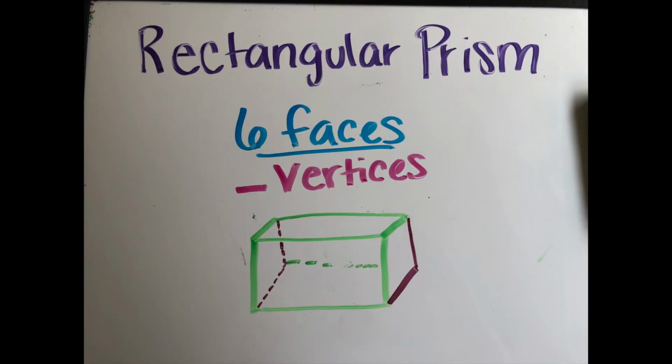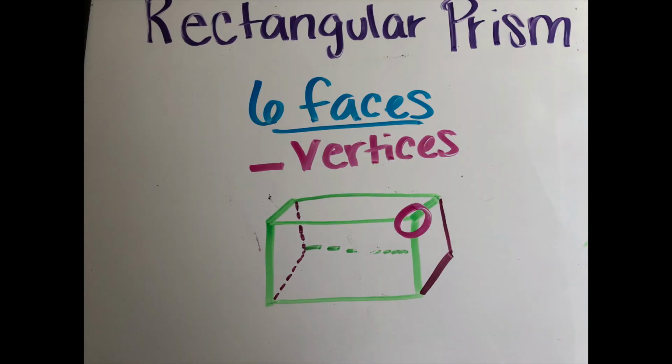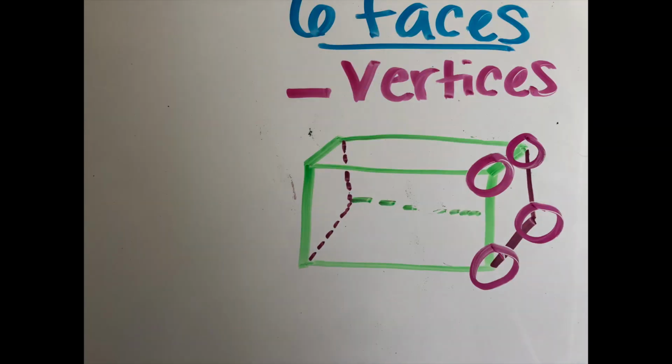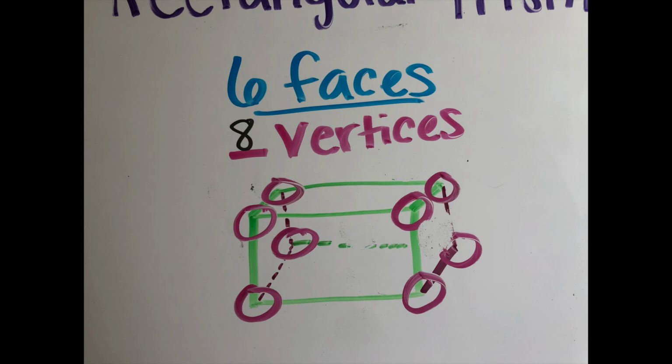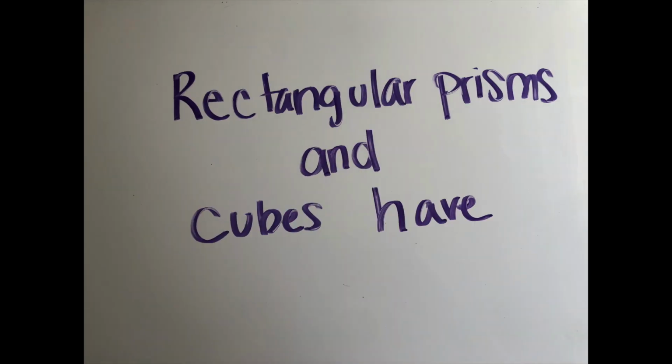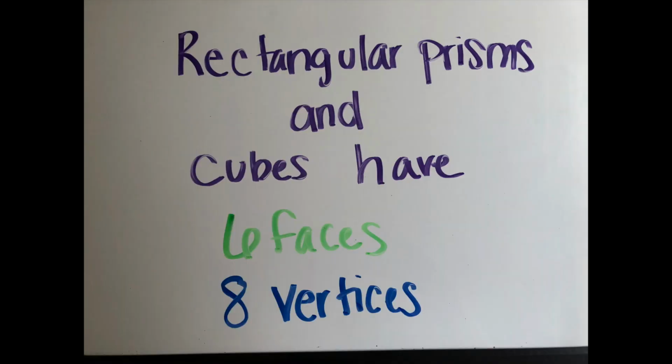So a rectangular prism has 6 faces, but how many vertices? Let's count. 1, 2, 3, 4, 5, 6, 7, 8. 8 vertices. So rectangular prisms and cubes each have 6 faces and 8 vertices.